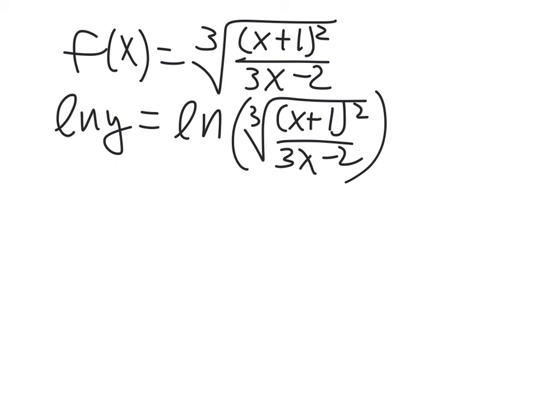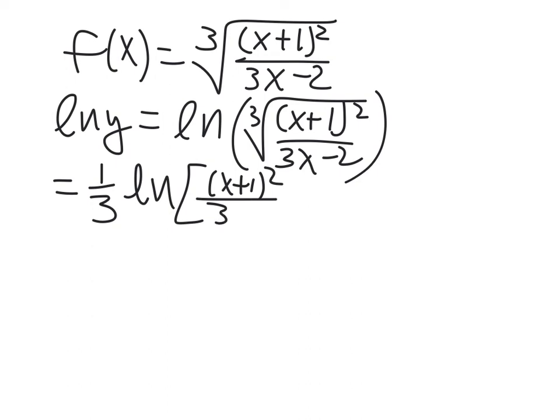And then, well, we could, once again, take the cube root, raise that to the 1/3 power and pull that out in front. And then we would have x plus 1 quantity squared over 3x minus 2. Once again, a fraction that we can separate out.